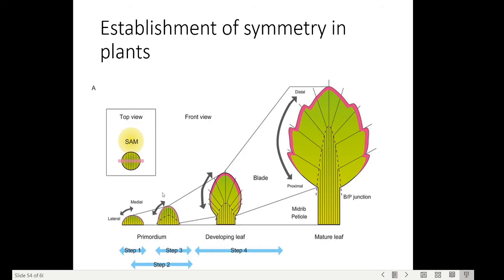primordium. In this primordium, the leaf is developing. The first stage is the lateral, the second stage is the primordium, the third step is the development of leaves. Then those developed leaves have petioles. Those petioles have the distal structure. This is the establishment of symmetry in plants.